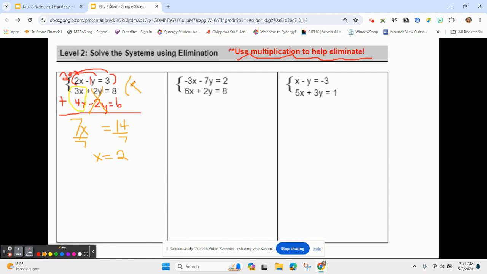It's not going to let me. So I'm going to change this. My x variable is a 2. So the only thing left that I have to do now is figure out my y.